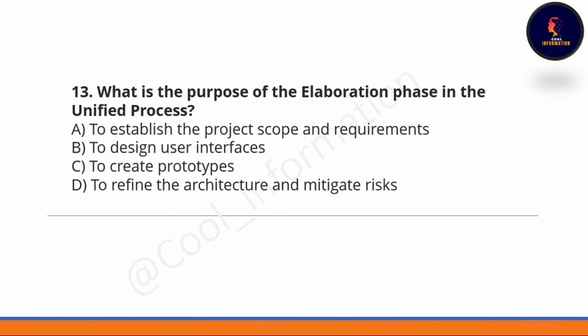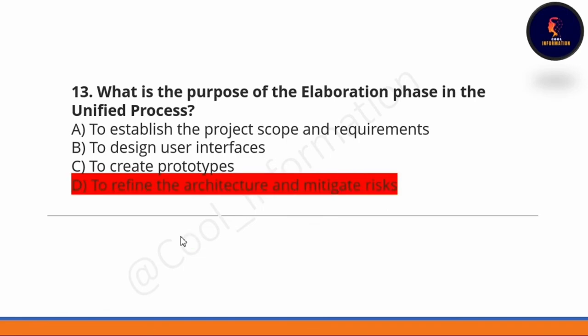Next question, what is the purpose of an elaboration phase in the unified process? Option is to establish the project scope and requirements, to design user interface, to create prototypes or to refine the architecture and mitigate risks. So option D is correct, to refine the architecture and mitigate risks.